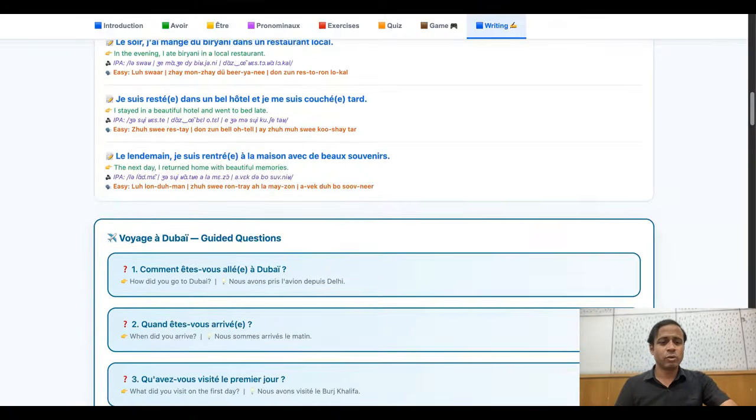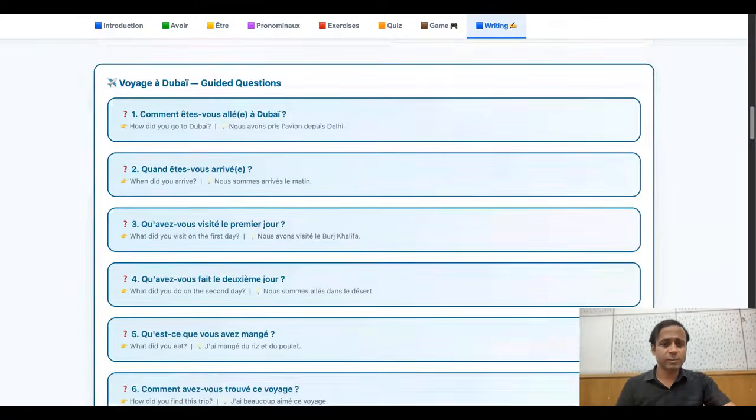Okay, now voyage à Dubaï. Comment êtes-vous allé à Dubaï? So how did you go to Dubai? Donc nous avons pris l'avion de Delhi. So depuis can be replaced by de, and that would be the best one. So nous avons pris l'avion de Delhi. So we took the flight from Delhi.